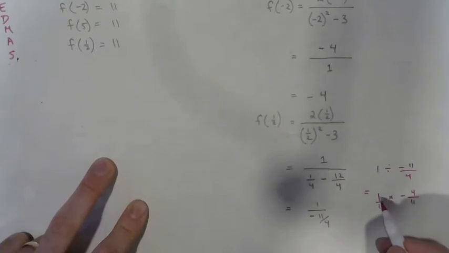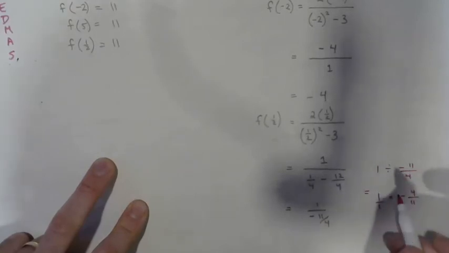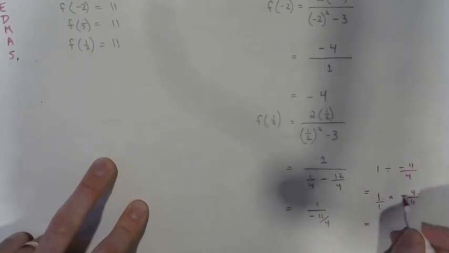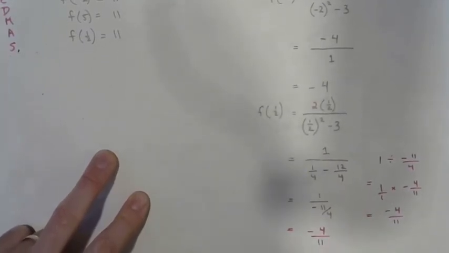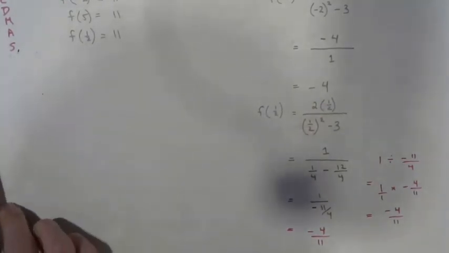And now what we have is top times top, bottom times bottom. That's multiplying fractions, which is a lot easier than dividing fractions. So I've got in the top -4, the bottom 11. Okay, so this reduces to -4 over 11, which points out another really easy trick that you have.